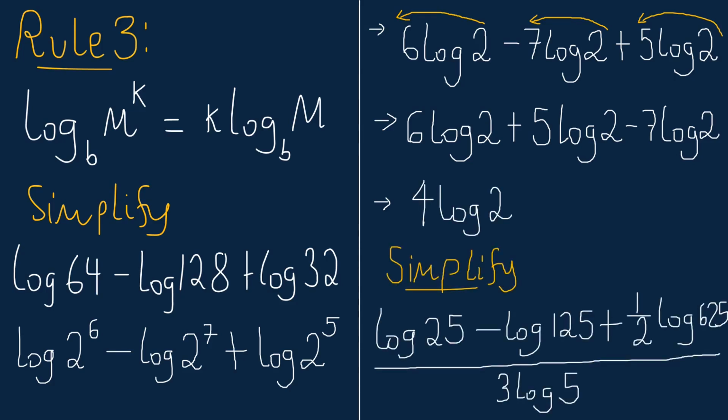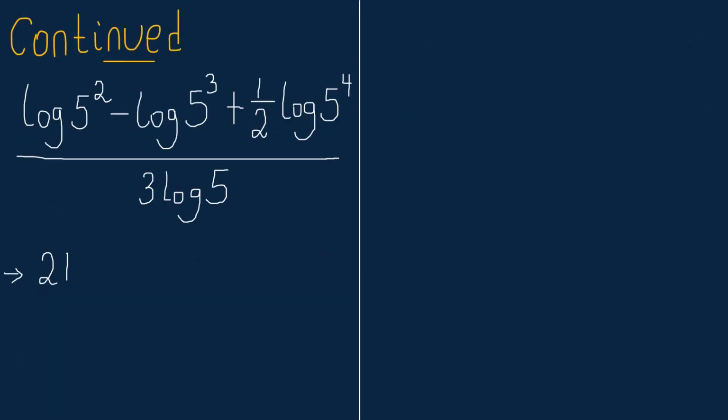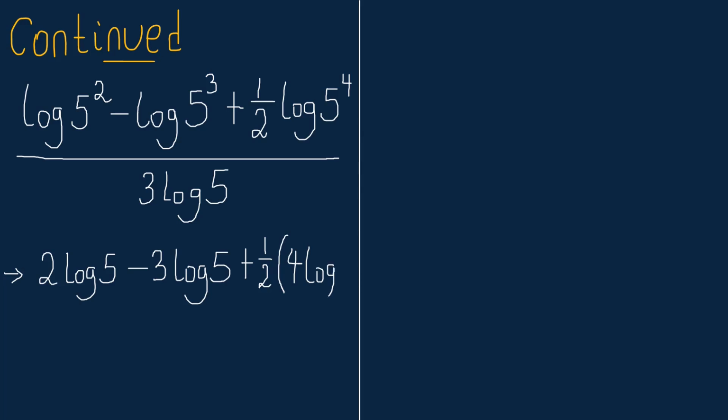Consider another exercise, which involves simplifying log 25 minus log 125 plus half of log 625 all divided by 3 multiply log 5. Break down these logarithmic functions and express them as log 5 with powers. 5 is a prime number. Use the laws of indices to achieve simplified forms.